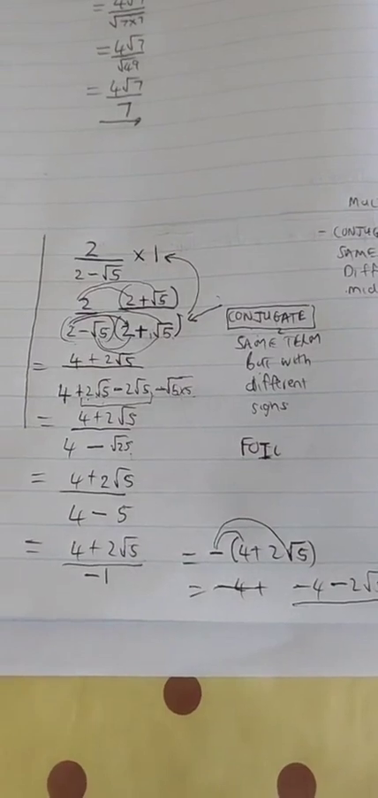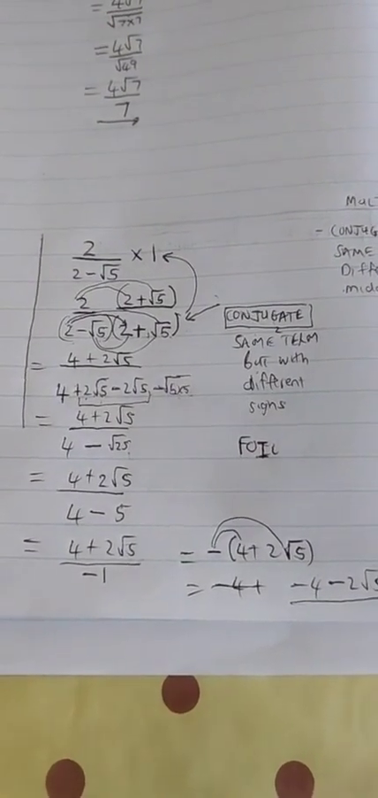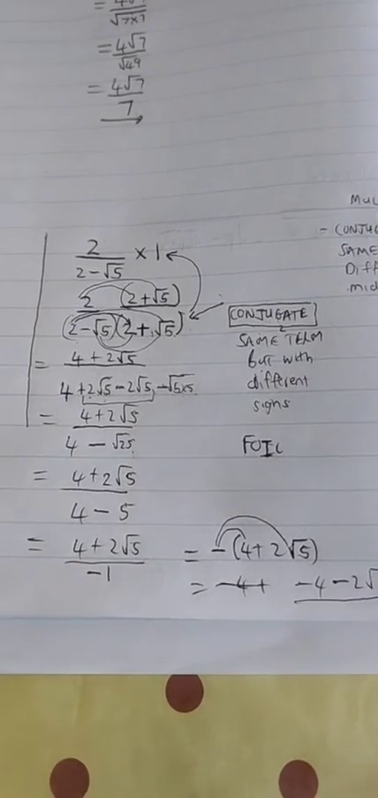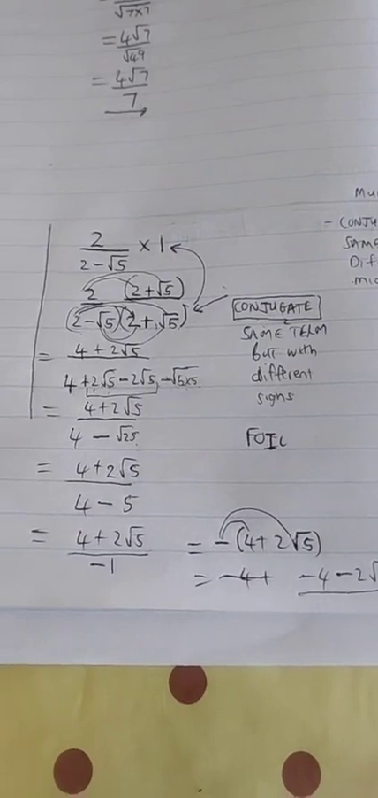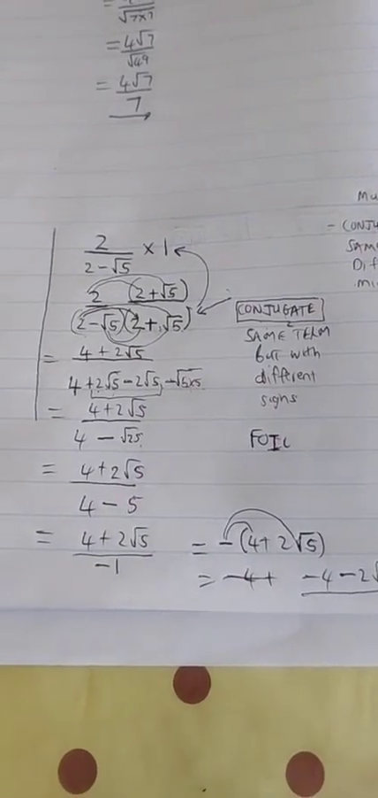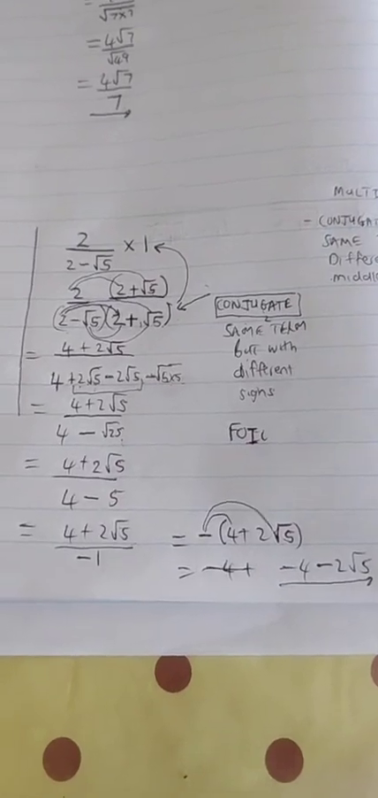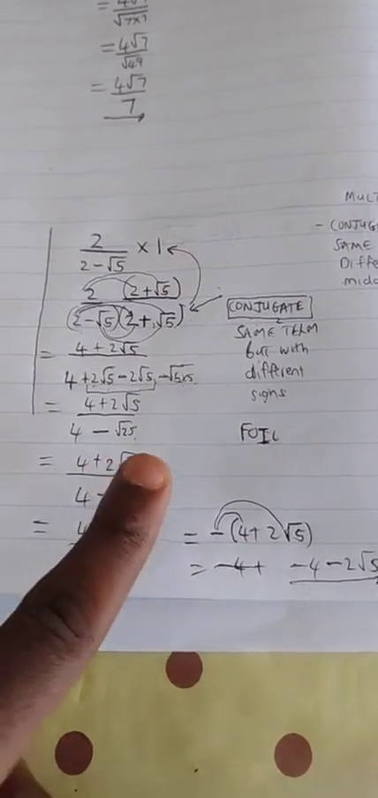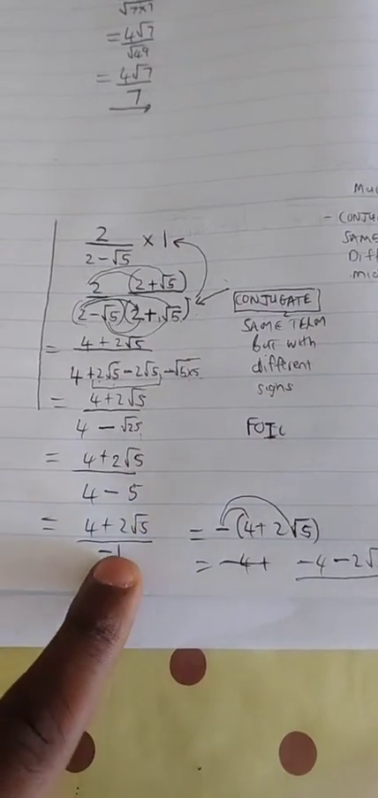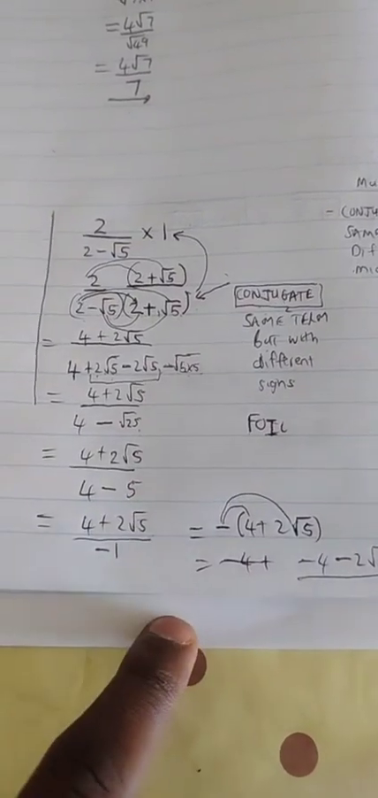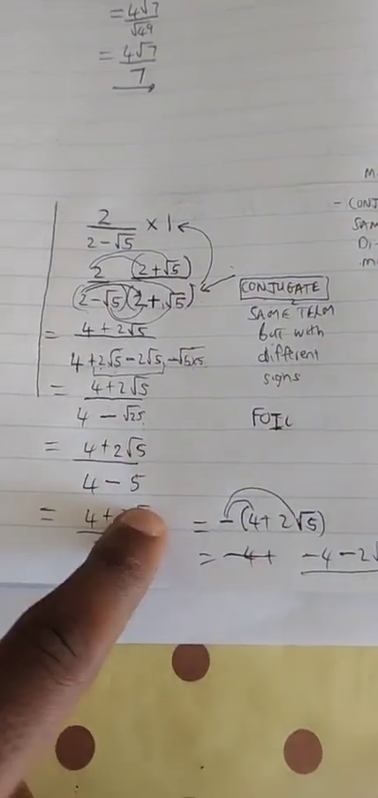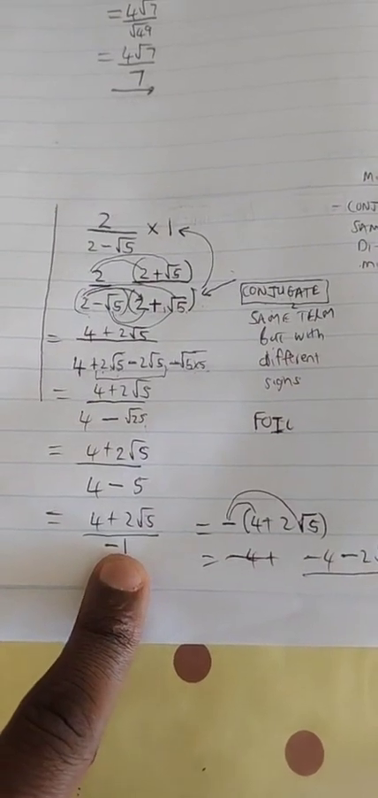So the minus is not including the number in the square root. I don't understand what you're saying. So the minus is not including the number in the square root. 4 plus 2 root 5, 4 minus 5 is negative 1. Then you are taking this and dividing by negative 1. So a number divided by something that is negative.